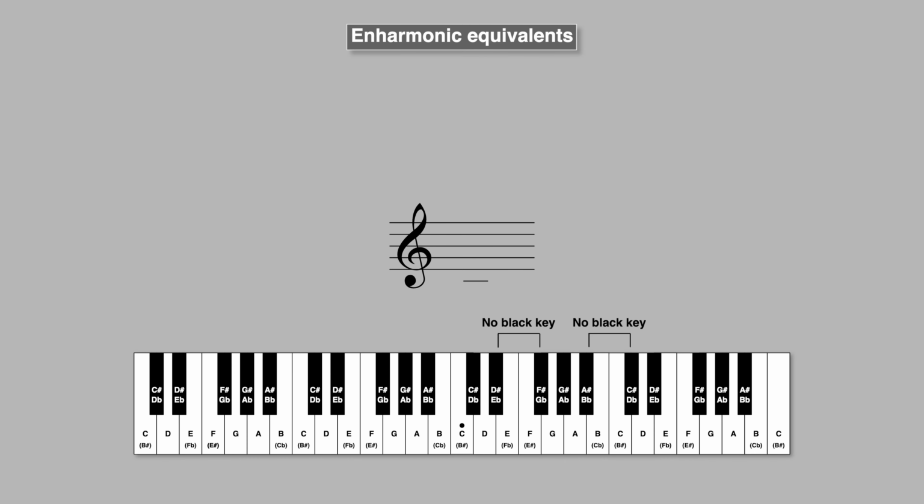The reason why we have different note names, that is, enharmonic equivalents, for the same pitch is because scales have to use consecutive ascending letter names in the music alphabet. Scales will be further studied in later videos.